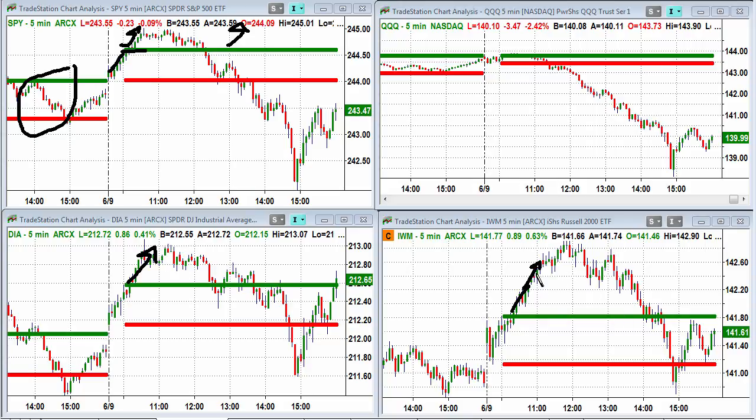If you were only looking at IWM, things looked really great. But if you were looking at the whole picture, and you don't have to be sitting there looking at this minute by minute, hopefully this viewpoint will illustrate that.